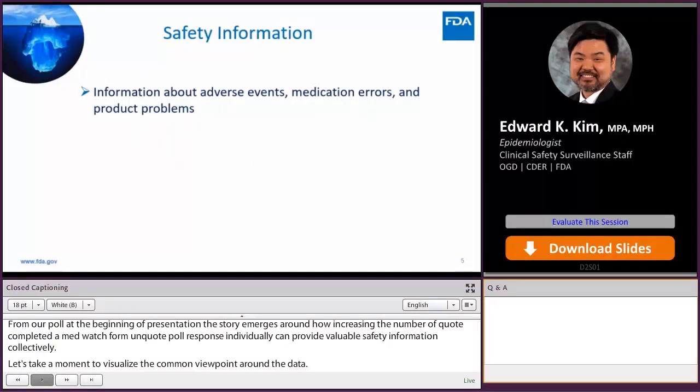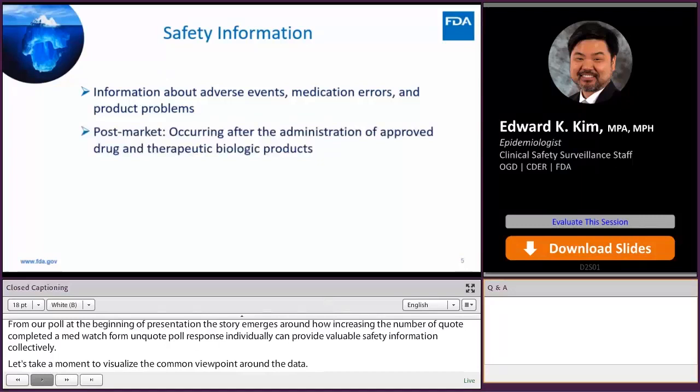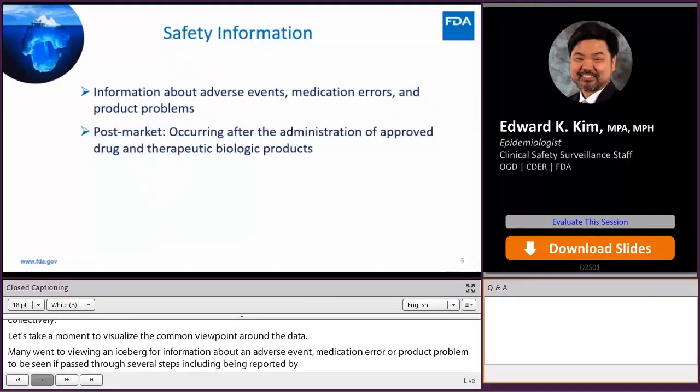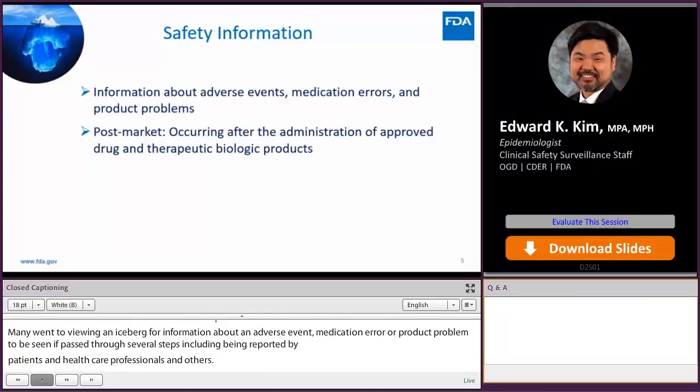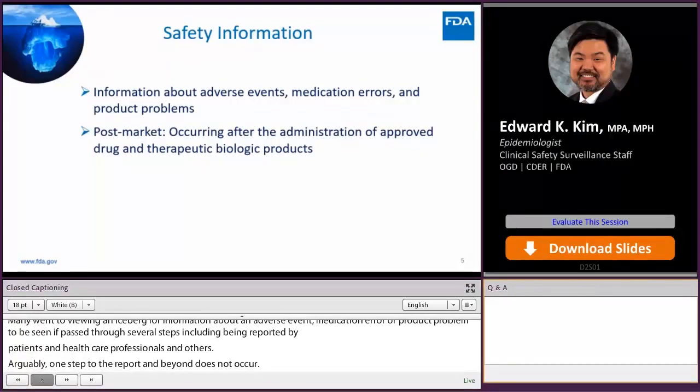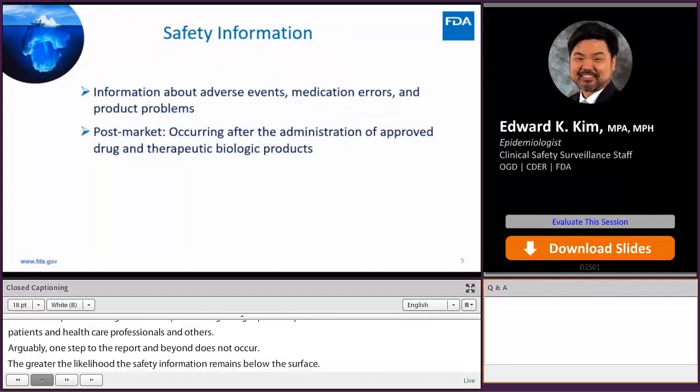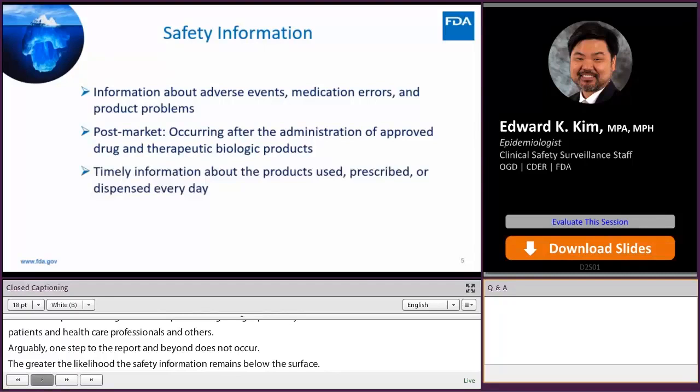And arguably, if one step, for example, occurring after the administration of an approved product from population prevalence to report and beyond does not occur, the greater the likelihood the safety information remains below the surface. Here, the moment you and I take that step to report a drug safety problem to MedWatch, whether it's through individually or through a healthcare provider, is the moment you and I participate in revealing a tip of the drug safety problem iceberg. And with timely collective data on post-market experiences, we take another important step towards revealing the iceberg.